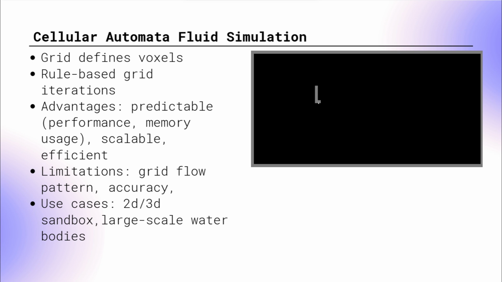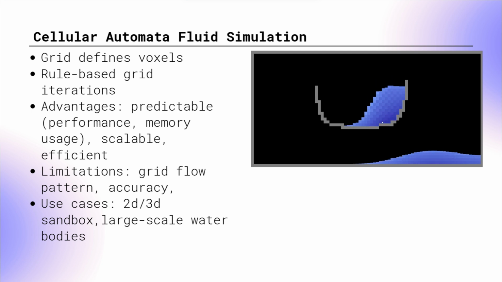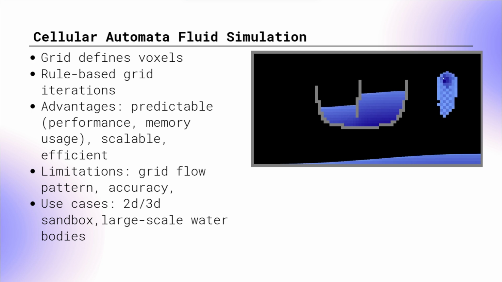The second method is based on the cellular automata algorithm. The system iterates over a grid and updates the fluid accordingly. The behavior of the fluid is defined by a set of rules. First, the water moves downwards, then it transfers a portion of itself to adjacent side cells, and finally, if it becomes pressurized, it can flow upwards.